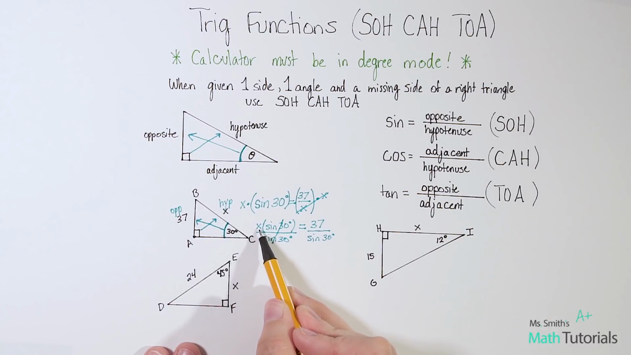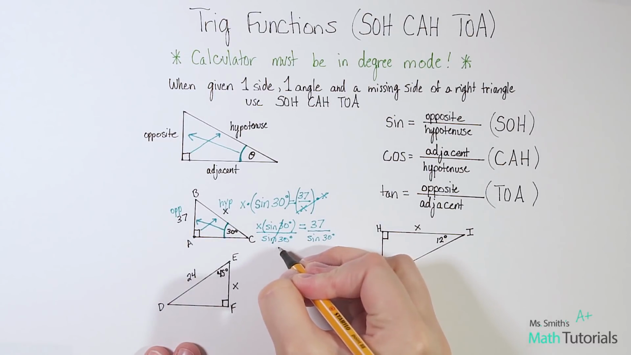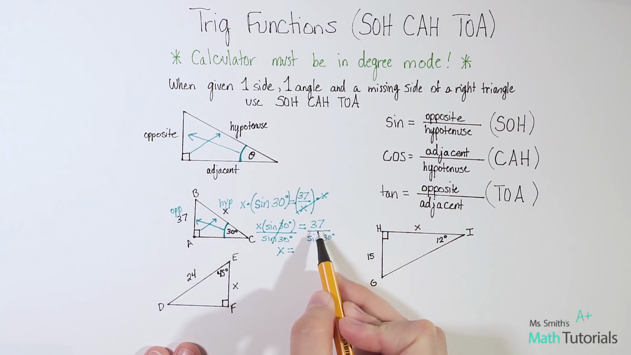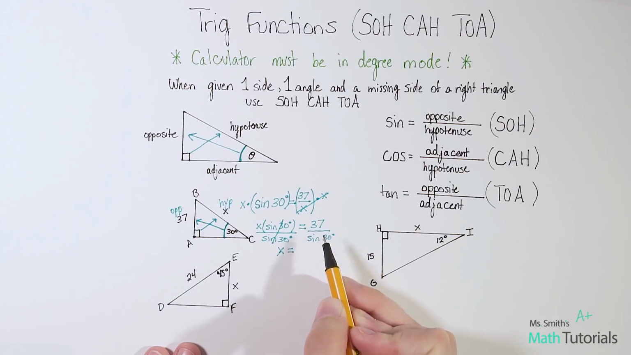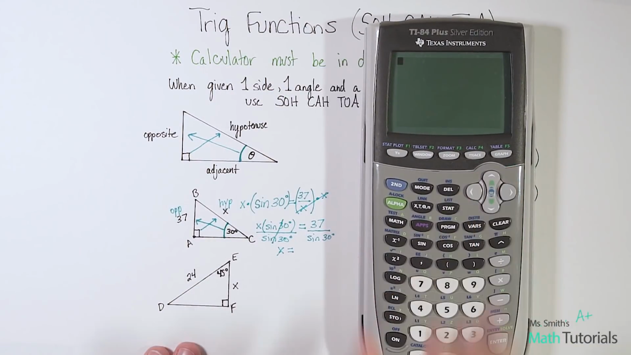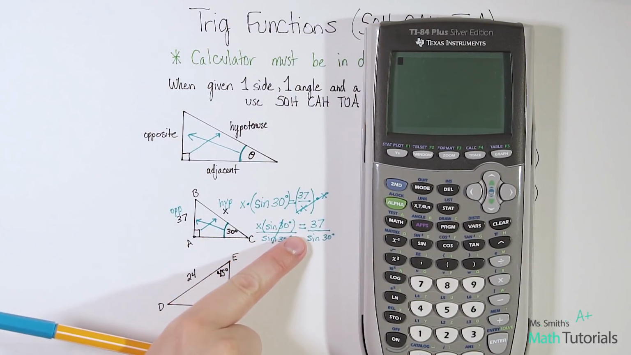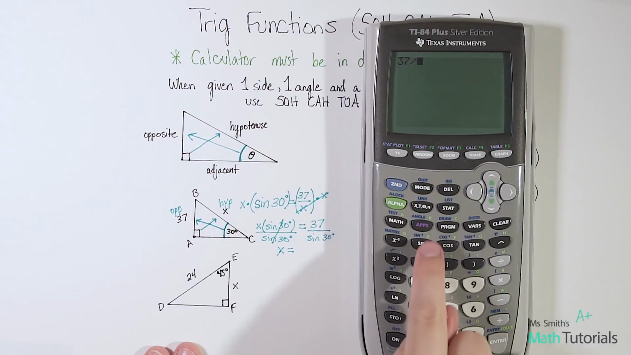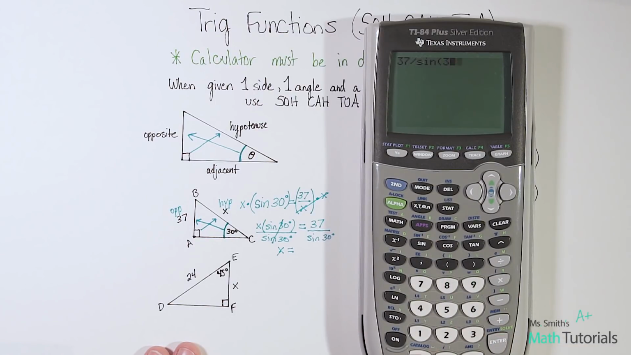Okay, so at this point I just have x alone, which is exactly what I wanted, equals, what is 37 divided by sine of 30? Well, this is where our calculator comes in. Okay, so we're going to bring that over, and we're going to type it in exactly as it's written. 37 divided by sine of 30. Okay, so you'll put the degree in those little parentheses.